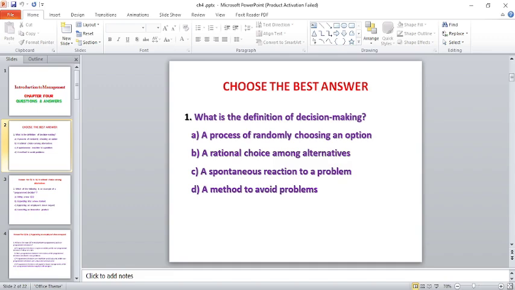Question 1. What is the definition of decision making? A. A process of randomly choosing an option. B. A rational choice among alternatives. C. A spontaneous reaction to a problem. D. A method to avoid problems. The answer for question number 1 is B. A rational choice among alternatives.